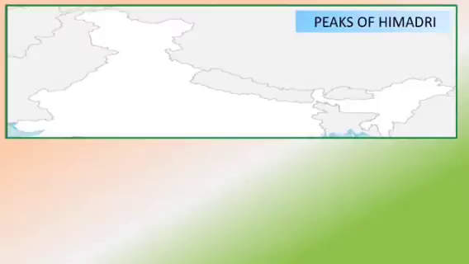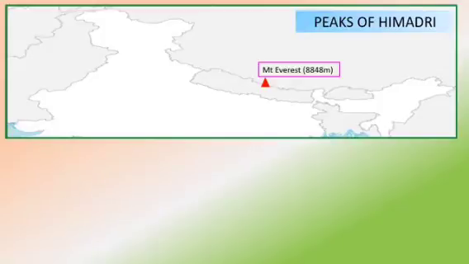Peaks of Himadri. The highest peak in the world, Mount Everest, is located in Nepal. The height of Mount Everest is 8,848 meters. This is the highest peak in the world. Which is the highest peak in the world? Mount Everest is the highest peak in the world and it is located in Nepal.